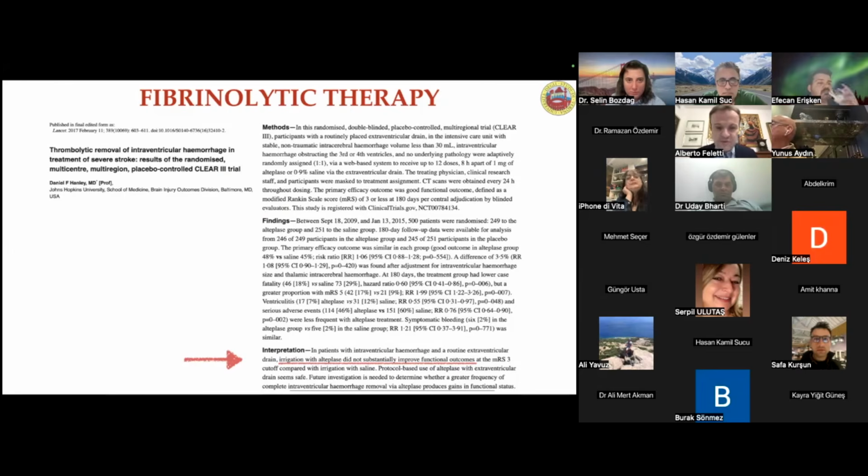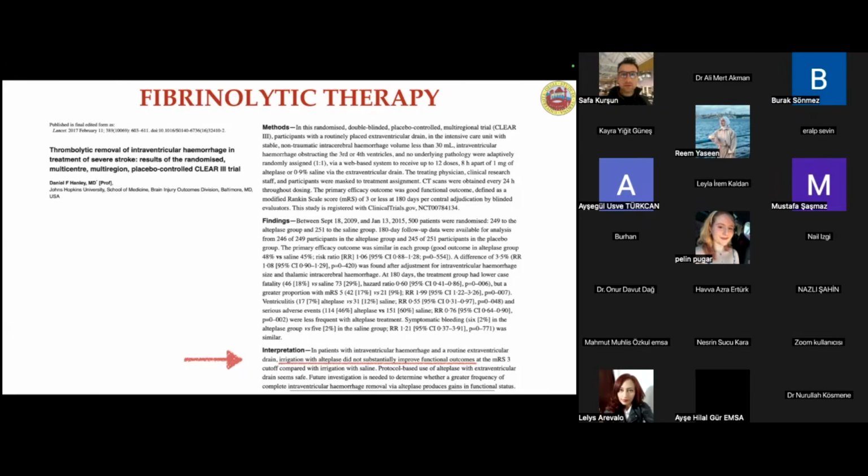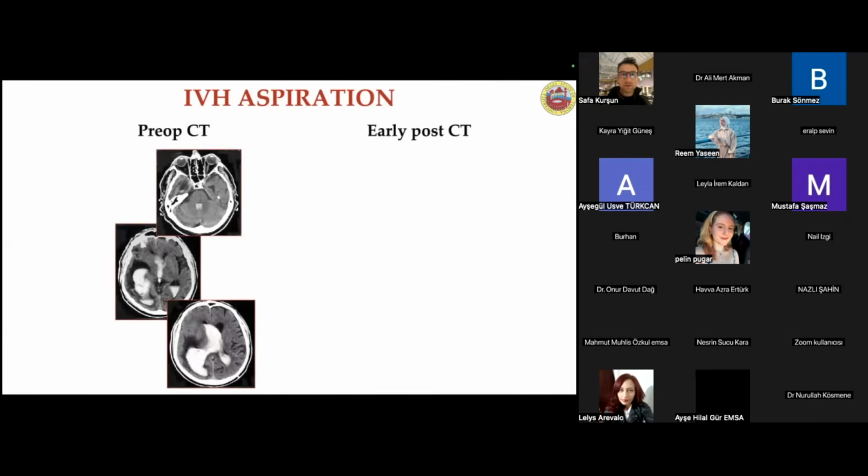However, there is a very nice publication by some Japanese colleagues, Yamamoto and colleagues, and they showed that even when we see less blood in the ventricles of our patients using fibrinolytic therapy, this does not mean that the CSF is clear inside the ventricles. The CSF is still dirty because of blood metabolites and lysates. So the only current way to get rid of blood from the ventricles is endoscopy.